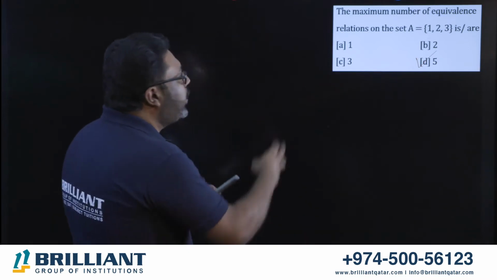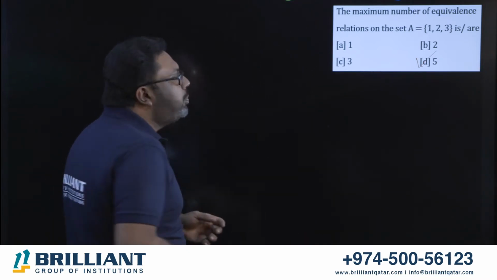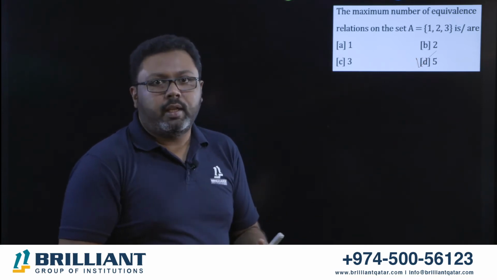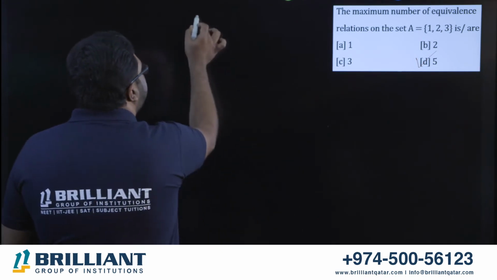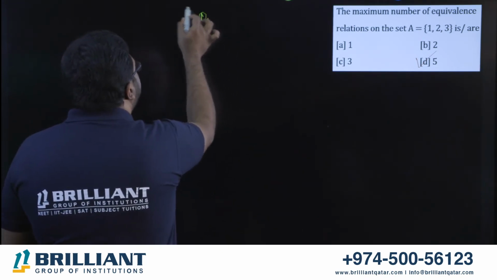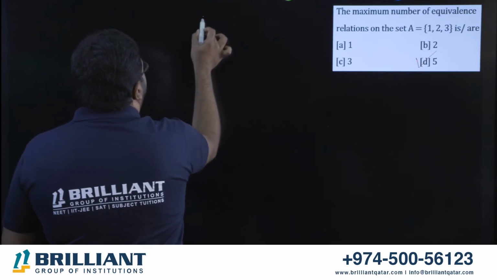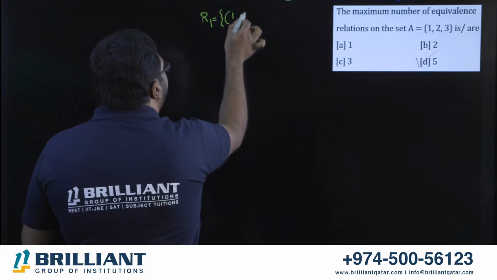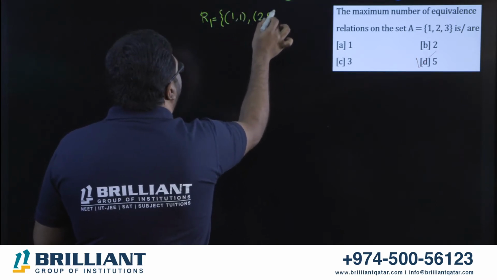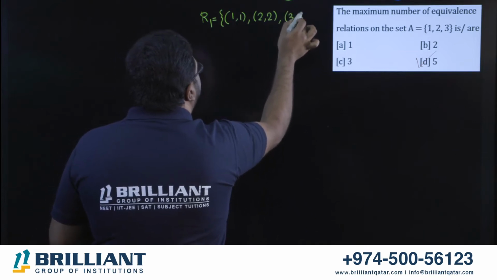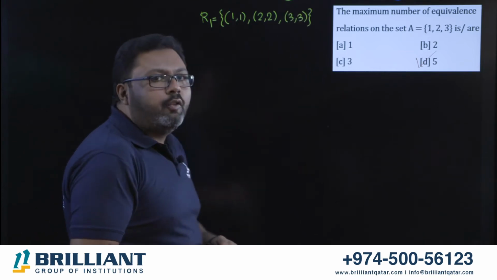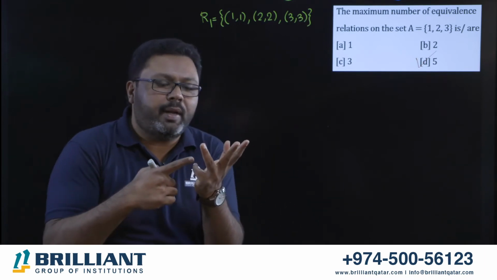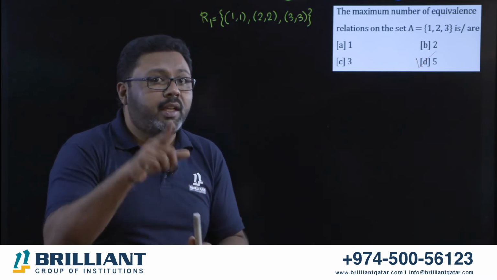Let's try to understand which are these 5 equivalence relations. There is no particular formula to find them. It's all a manual method. We have to write it down and check. The first equivalence relation I can form from this set, R1, is the ordered pairs (1, 1), (2, 2) and (3, 3). Since I'm forming this relation from the set 1, 2, 3, I have to have all the reflexive pairs (1, 1), (2, 2), (3, 3) to make it reflexive.